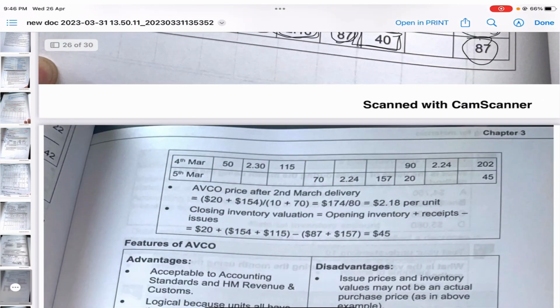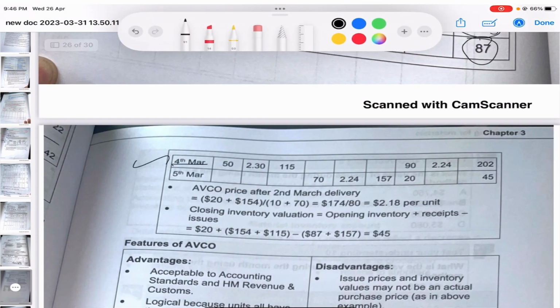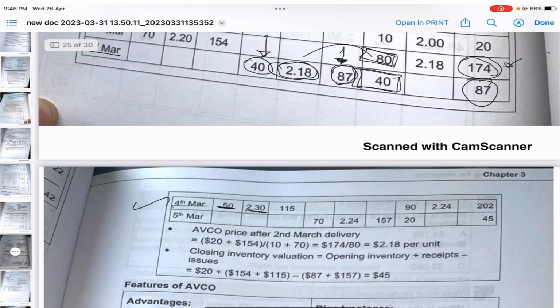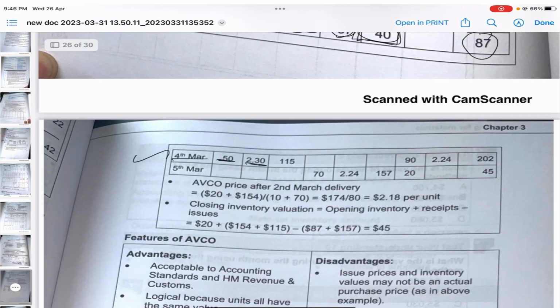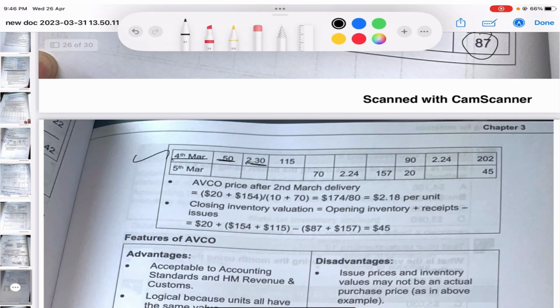All right. Again, on 4th March, 50 I have purchased. So I already have 40 over here. I will be adding 40 to 50. So 50 plus 40, that is going to be 90. And again 202 here. I'm adding the total with this total. And I'm going to divide this by this. Then I'll be getting this. On 5th March, I again sold something. And make sure that they didn't mention the balance.